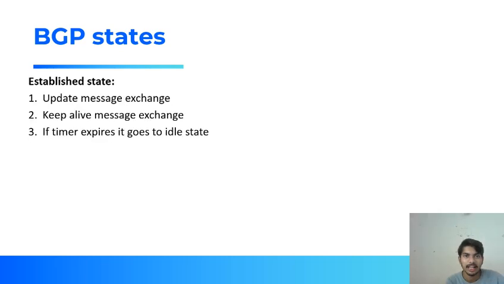And the last state is the established state. There are stages involved in this established state. The first one is the exchange of update messages, and the second one is the exchange of keepalive messages every 120 seconds. If the connection timer expires, then again it will go to the idle state, and it will repeat the process of all the states.